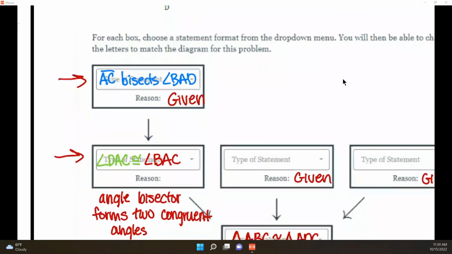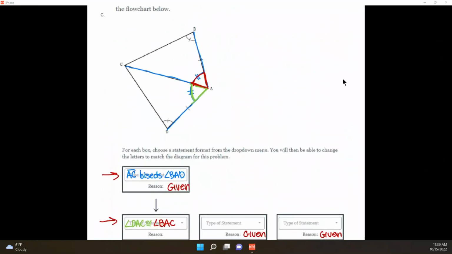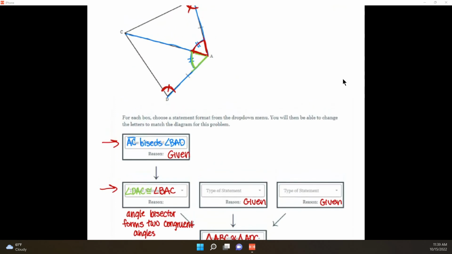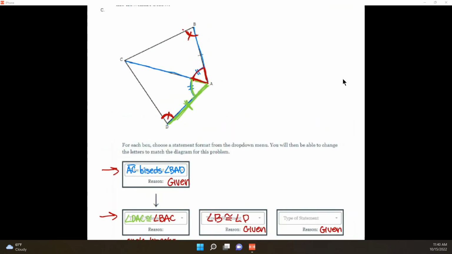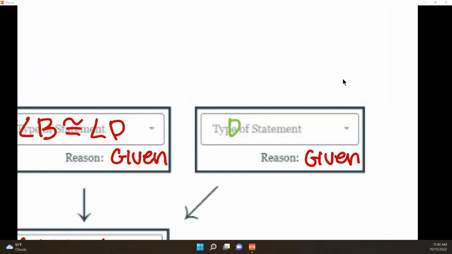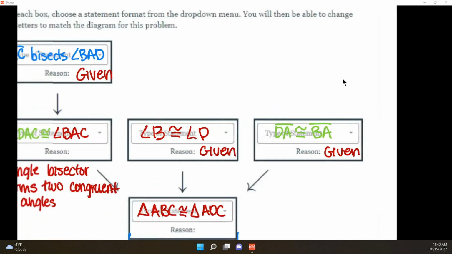And again, that reason will be given to you. The other two items I can actually see in our picture. I can see that this angle right here with one tick mark is congruent to this other one right here. So I can say that angle B is congruent to angle D because it is given. I've also got two side lengths right here. This one, DA with the one tick mark, is congruent to BA with the one tick mark. So DA is congruent to BA because it is given.